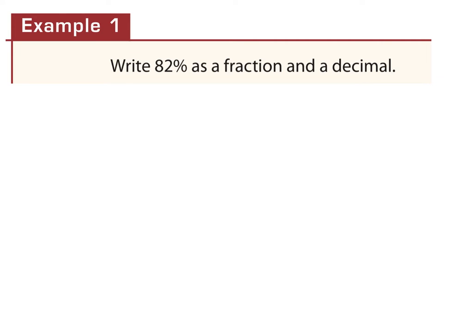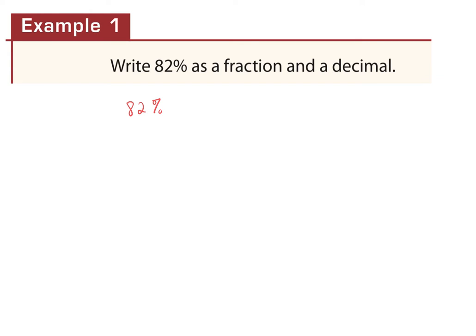It says write 82% as a fraction and as a decimal. So first of all, the decimal is really easy. When you are given a percentage and they want it as a decimal, you are dividing by 100, okay? And so when you divide by 100, all you do is move your decimal place over 2 places to the left.